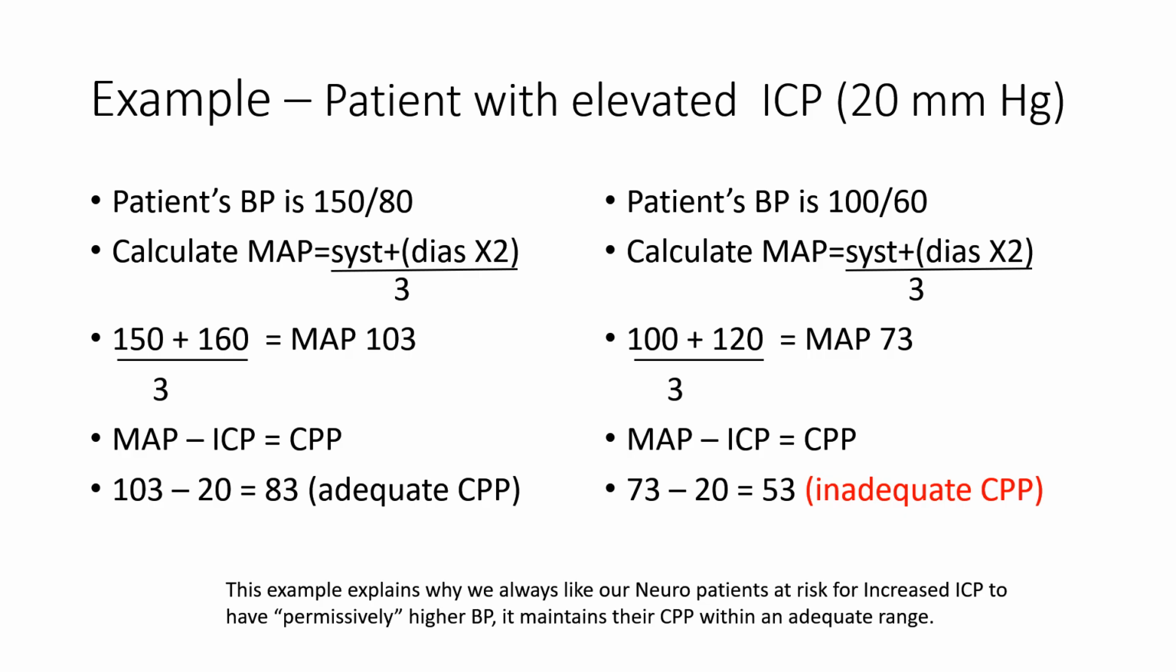So this example explains why we always like our neuro patients who have a risk for increased ICP to have a permissively higher blood pressure. It maintains their CPP within an adequate level. When I say permissive, I mean that we recognize the blood pressure is slightly elevated, but we give the patient permission for this higher blood pressure because we know that the cerebral vessels are trying to compensate for the increased ICP.